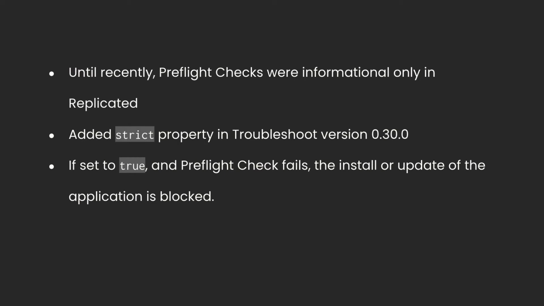So how can we prevent an installation altogether? If you have used preflights in the past and you're familiar with them, you know that until recently they were informational only. So in Replicated, if you ran the preflight check and it failed, the end user could still proceed and deploy the application. But in release 0.30 of Troubleshoot, we added a strict property that you can now set as part of your analyzer or collector. If this is set to true and the preflight check fails, then the installation or the update of the application is blocked.